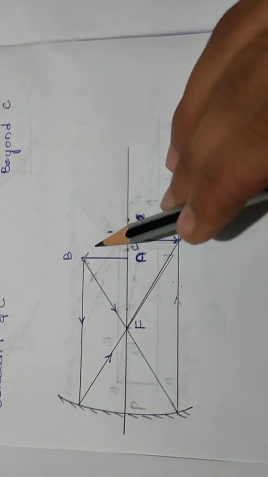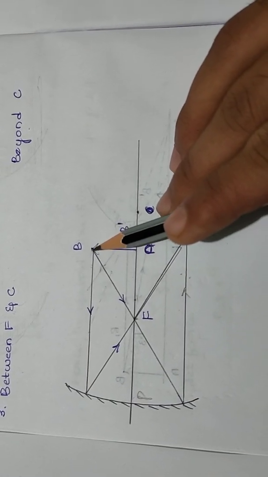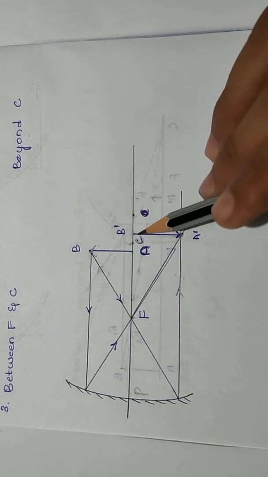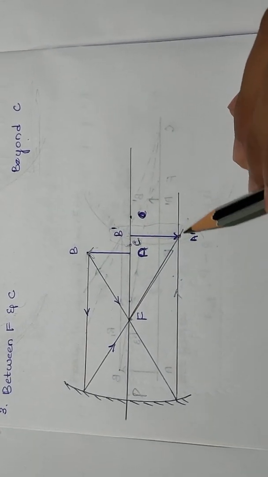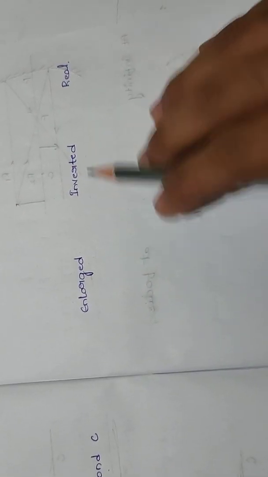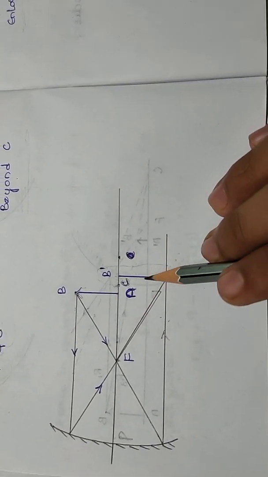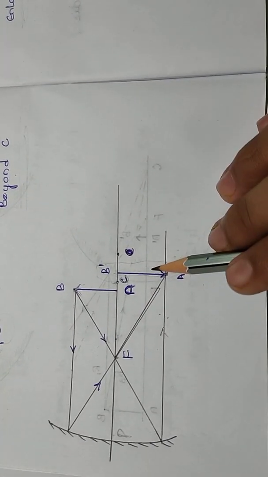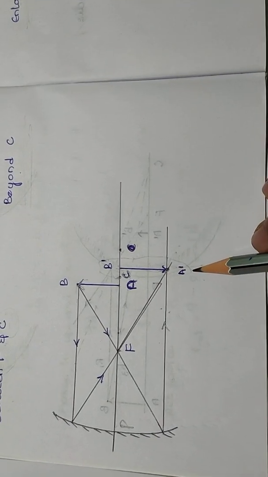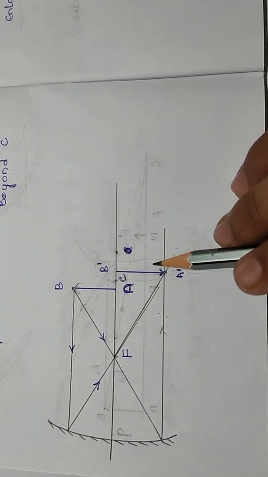And here you can observe that the arrow of the object is pointing upwards, but here the arrow is pointing downwards, which means the image is inverted. And the image is real, because it is forming in front of the mirror. If I keep a screen here, I can see the image. So it is a real image.